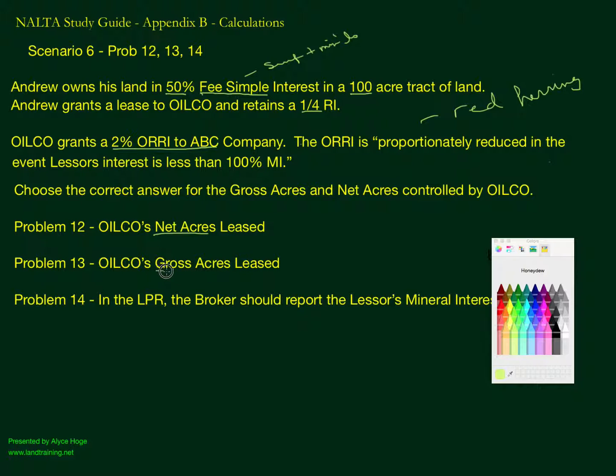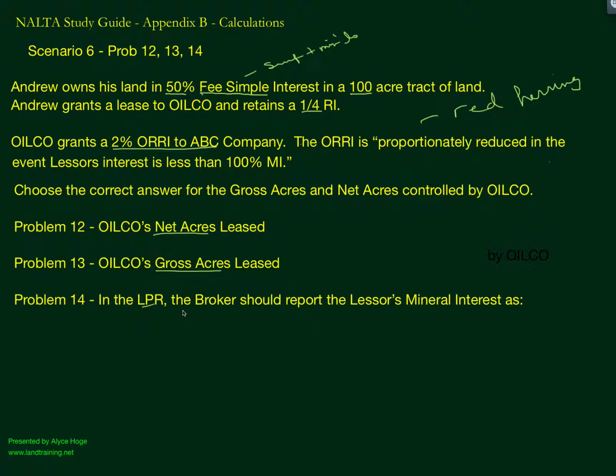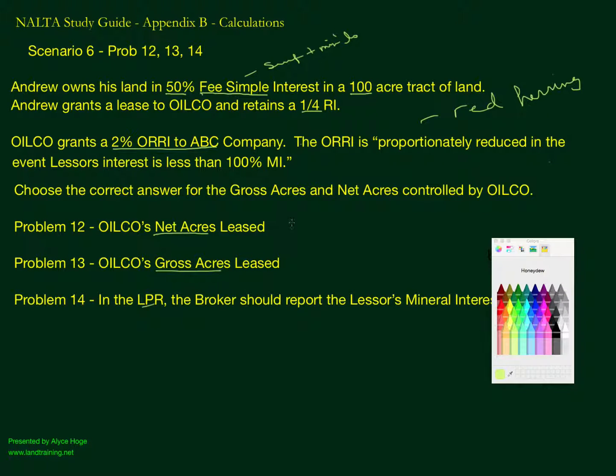Problem 13, they want to know what the gross acres leased is. And problem 15, they want to know what it says on the LPR. So let's first start with the gross acres. So we know that the gross acres is this 100-acre tract. So that's going to be 100 acres. And the net acres we know is going to be half of that 100 acres, or 50 acres.